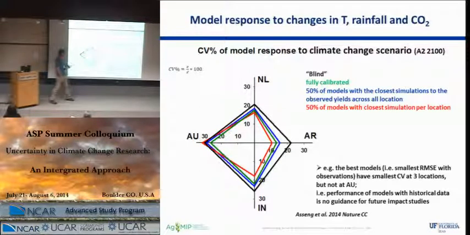So what does that mean? I think it means that the best models, which have the smallest root mean square error in relation to the observed data, have the smallest CV at 3 locations, but not in Australia. But just by having the best model doesn't guarantee you get the lowest uncertainty in terms of climate change impact. So the performance of the model with historical data is not necessarily a guidance of how the models will do in future impact studies, particularly due to this outlier in here.